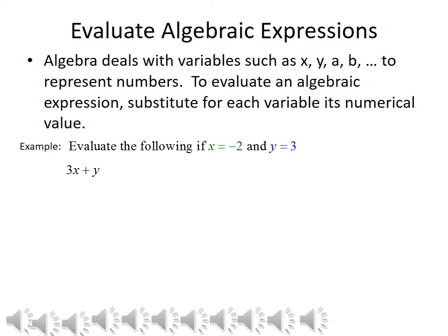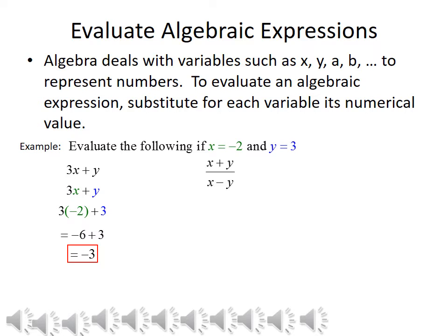So first, we want to find out the value of 3x plus y, again, if x is equal to negative 2 and y is equal to 3. So to evaluate this expression, what we need to do is plug in the values that we know for our variables. So we plug negative 2 in for x, and we plug 3 in for y, and then we're going to simplify. Remember, from order of operations, we do multiplication first. And so 3 times negative 2 gives us a negative 6. So this is negative 6 plus 3. And then we can do the addition. Negative 6 plus 3 gives us a negative 3. And so the expression 3x plus y would equal negative 3, given that x is negative 2 and y is 3.